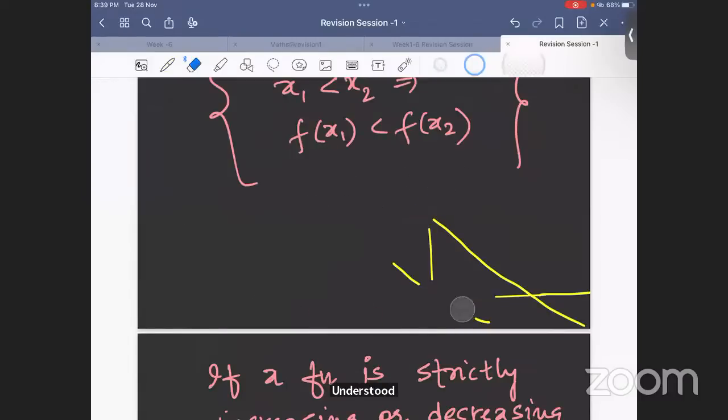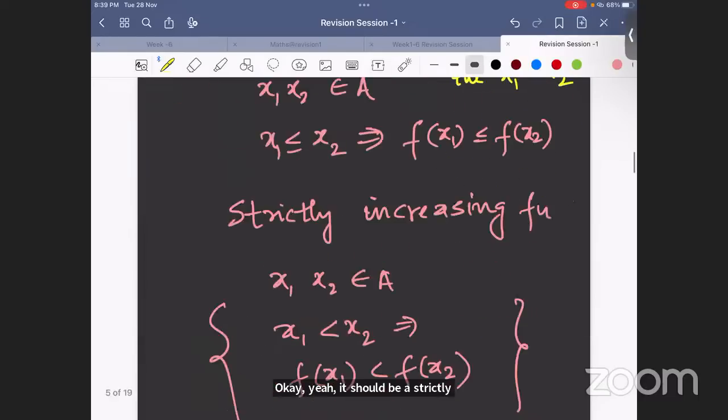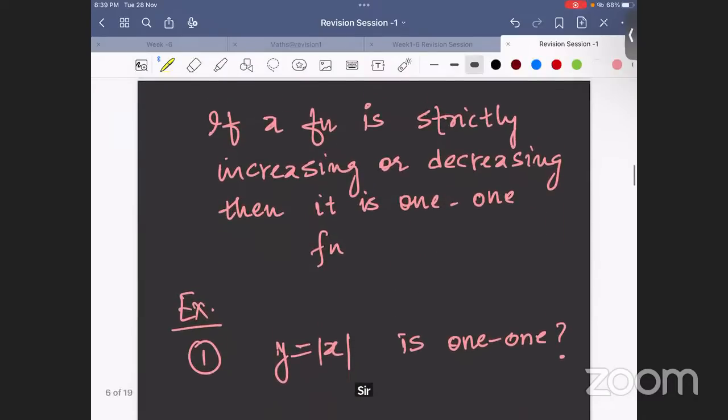Sir, then x cube will be strictly increasing, right? It's a 1-1 function, right? It should be strictly decreasing or strictly increasing, then it can be a 1-1 function. Sir, in an increasing function, can a constant function be available? A constant function is not an increasing function, because at all the points the value will be constant. It's a non-decreasing type of function, not strictly increasing. Okay, sir.